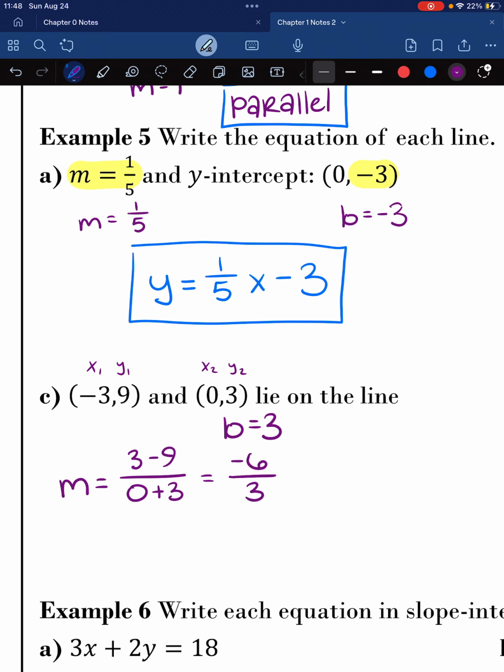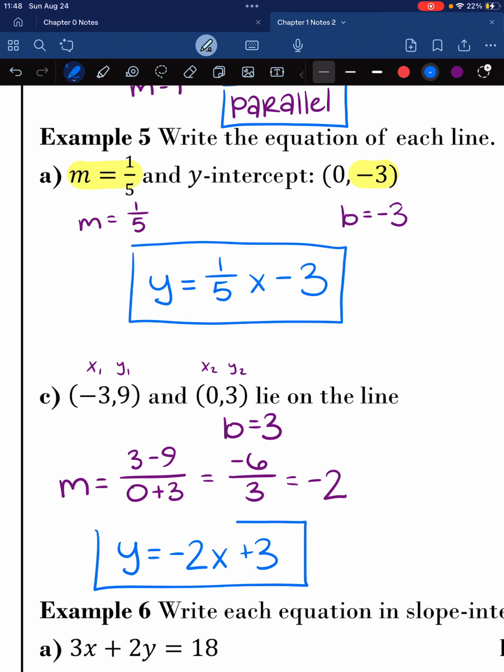So -6/3 simplifies to -2. Now that I have all my information, easy enough to go ahead and plug into my slope-intercept equation.